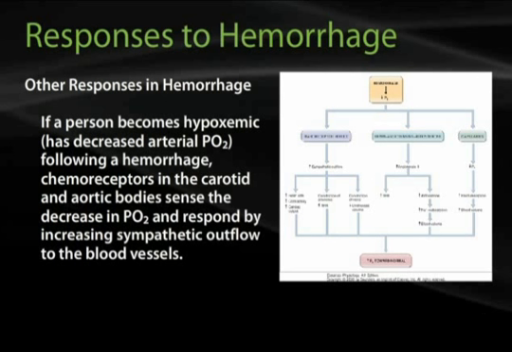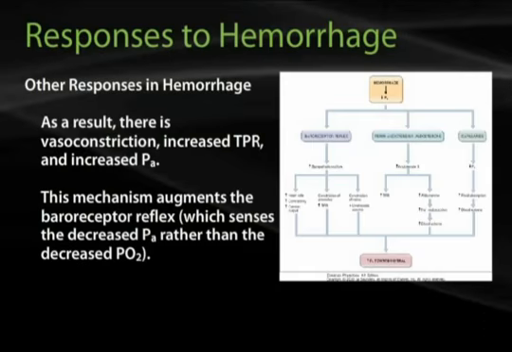Some other responses to hemorrhage may occur. If a patient becomes hypoxemic, that is, decreased arterial PO2 following hemorrhage, chemoreceptors in the carotid and aortic bodies sense this decrease in PaO2 and respond by increasing the sympathetic outflow to the blood vessels. As a result, there is vasoconstriction, increased total peripheral resistance, and increased arterial pressure. This mechanism augments the baroreceptor reflex, which senses the decreased arterial pressure rather than the decreased PO2.